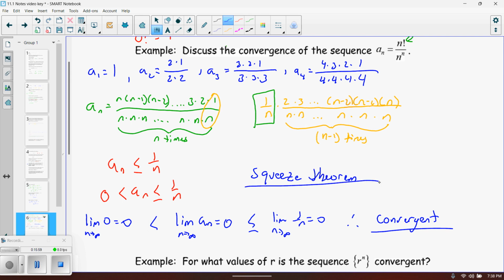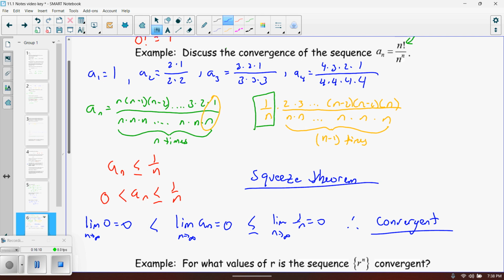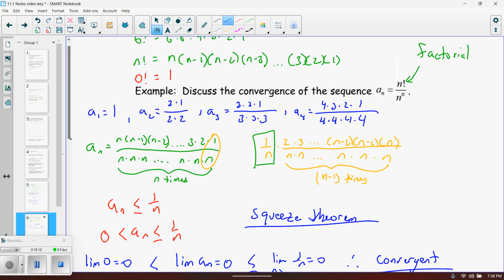Don't worry, you will not see anything that difficult on a test or anything like that. But I just wanted to make sure you were aware that this is how the squeeze theorem could be applied in something like this. Now, I did mention that I was going to talk about this idea of this factorial and this n to the n power.